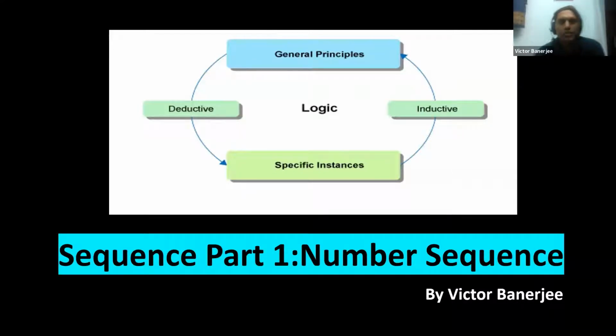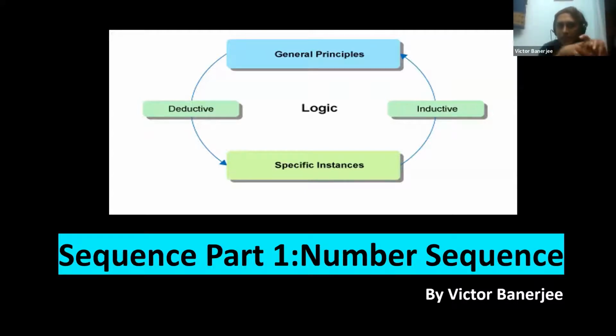Okay. So number sequence. Logical reasoning questions, as I said already, are like common sense. You don't need any formula or theory. There are two types of questions basically in the entire logical reasoning. One is deductive type, the second one is inductive type. What is deductive type? Let me quickly explain. Deduction, you know the meaning, right?